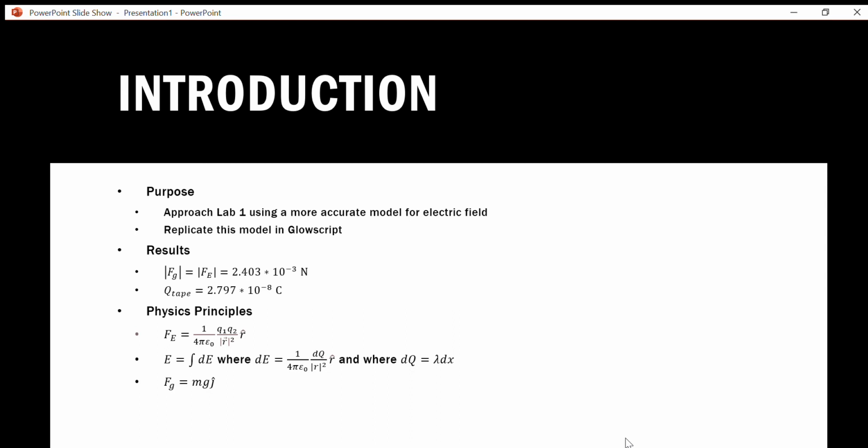So the results that I found: I found the magnitude of the gravitational force and the electric force was equal to 2.403 times 10 to the negative 3 newtons, and then the charge on the tape is 2.797 times 10 to the negative 8 coulombs. And so the physics principles I used: Coulomb's law for the electric force, and then the electric field is equal to the integral of dE, where dE is the formula listed there, and dq is lambda dx, where lambda is just charge per unit length.